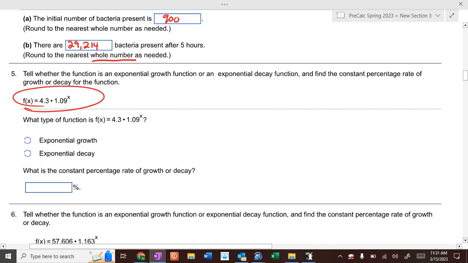Exponential growth or decay? Growth, because this part of it is bigger than 1. What's the constant percentage rate of growth or decay? What percent? It is 9% growth. You take 1 minus 1.09, or 1.09 minus 1, I guess. And you get 0.09, and you multiply it by 100 to get it into a percentage of 9%.